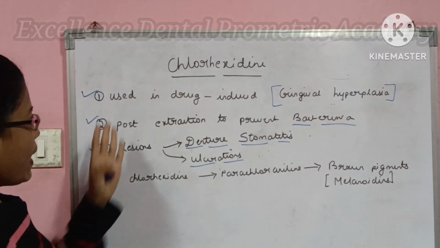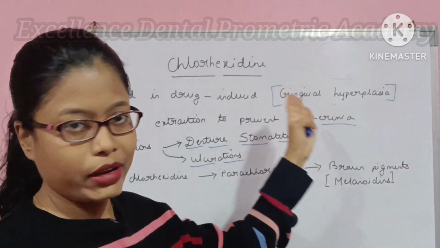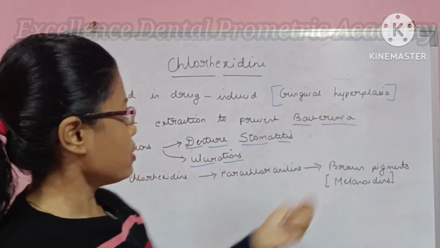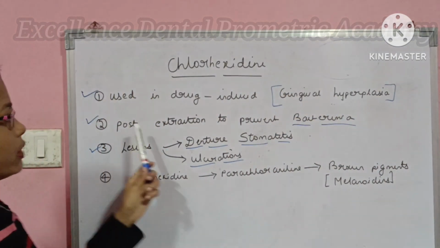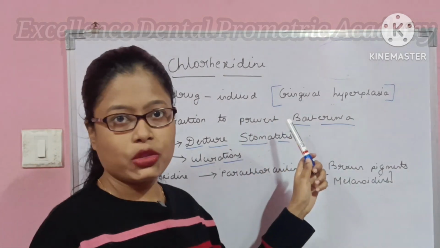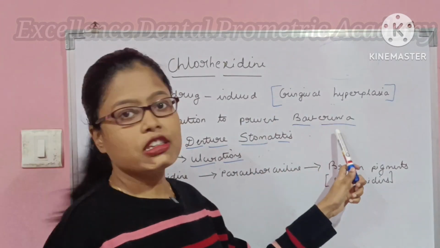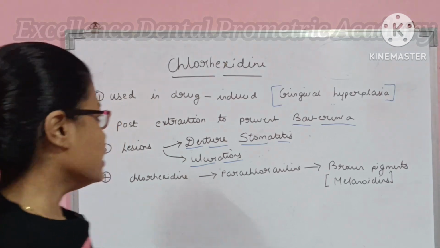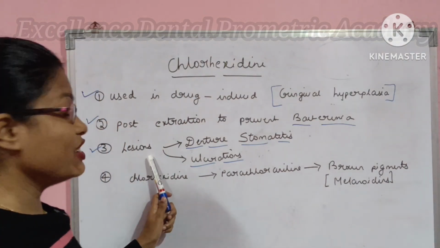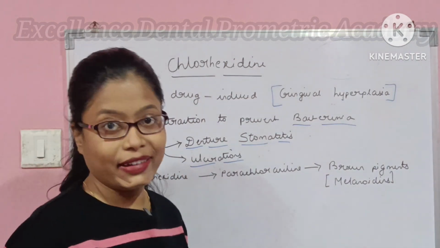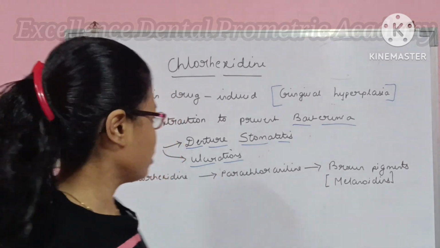Okay, so chlorhexidine is used in drug-induced gingival hyperplasia. Next, it is also used post extractions to prevent bacteremia. The third point is it is also used in lesions such as denture stomatitis and various ulcerations.